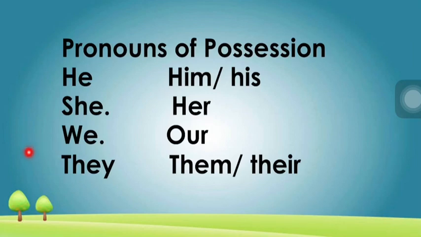Is it clear, children? They, we use they when we are talking about plurals and we are not a part of this. For instance, Ali, Amna and Ammar, they went on a picnic. Now we are talking about two or so many people, so we have used they here. And again, with he, pronoun of possession is him or his. With she, we use her. With we, we use our or us. They, we use them or their.